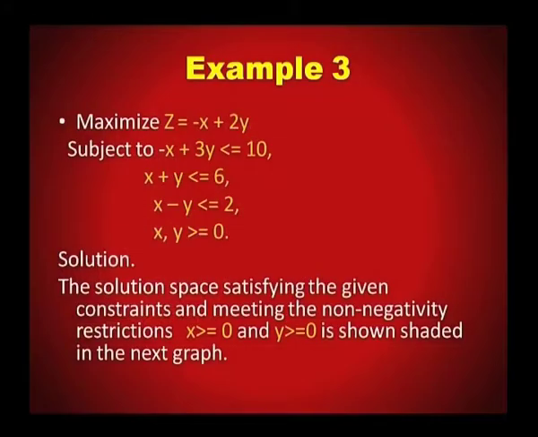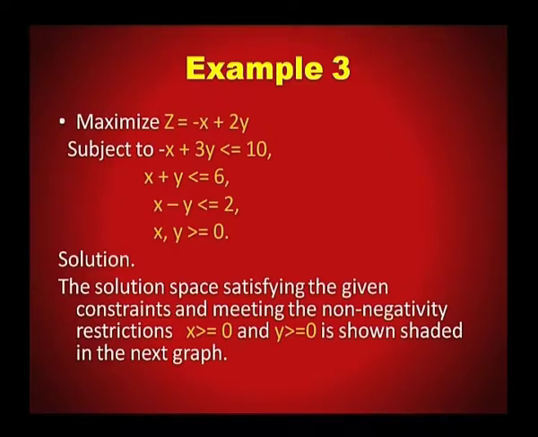Now, we will discuss example 3: maximize Z equal to minus X plus 2Y subject to minus X plus 3Y less than or equal to 10, X plus Y less than or equal to 6, X minus Y less than or equal to 2, X, Y greater than or equal to 0.